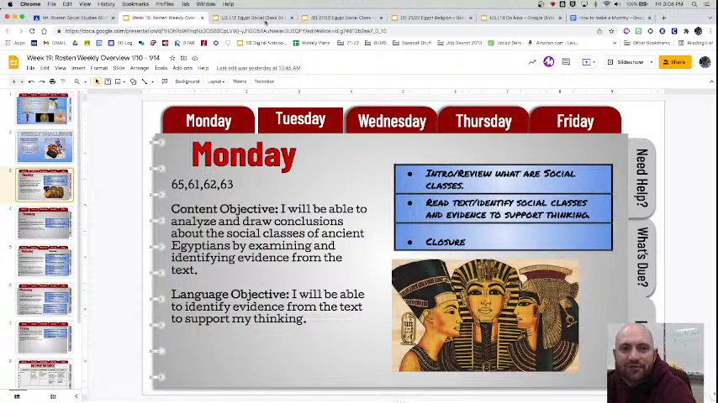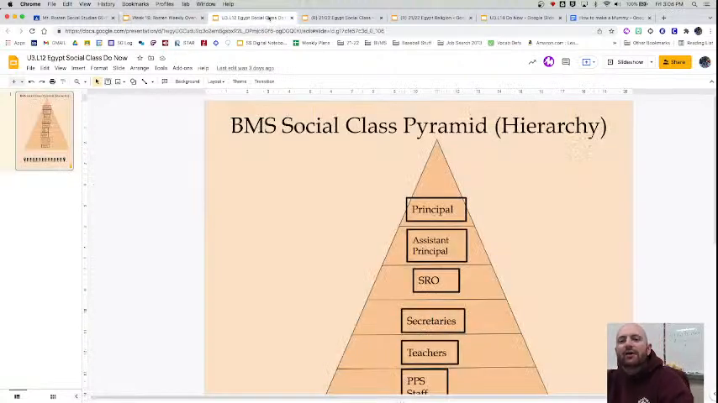The first thing we did for social classes was we talked about what a social class was. And what is a social class? Well, it's how a society groups their people, right? And we talked about how they could group them in a bunch of different ways.